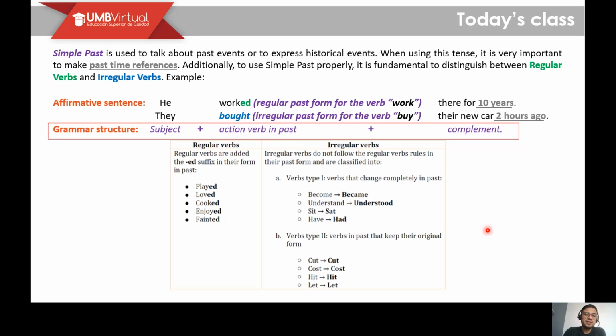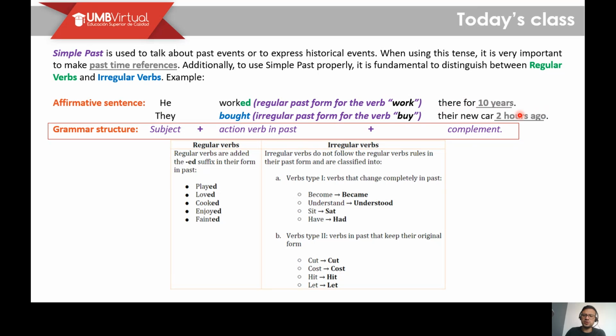So we have in here the affirmative structure. In affirmative sentences, we have subject plus the action verb conjugated in past and the complement. We have in here an example. He worked there for 10 years. He, that is the subject, worked, the verb in the conjugation in past, and the complement, that in here is there for 10 years.